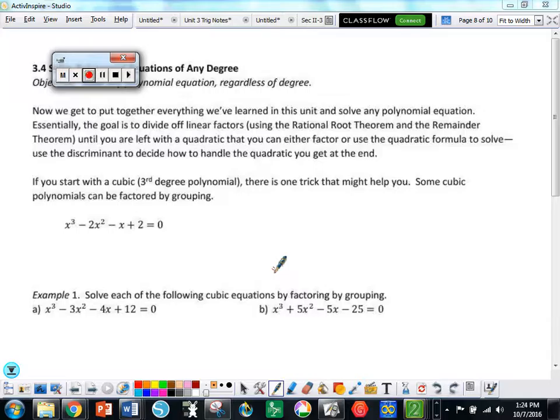Now our whole goal for this is to get all of these roots to a quadratic. Once we have them as a quadratic, then we can factor, or we can use the quadratic formula. So that's kind of our big goal here. Now we've got to put together everything we've learned.